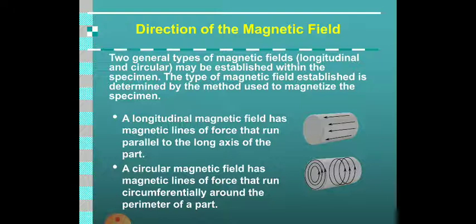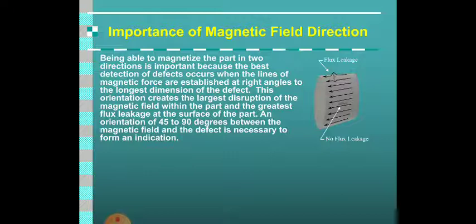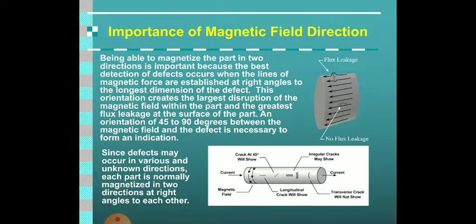So the field perpendicular to the flaw is needed, and this is created by using a circular coil. In order to check a test specimen fully and in a proper manner, both circular and longitudinal magnetization must be achieved. That shows the importance of these magnetization techniques, and the importance of the magnetic field direction, being able to magnetize the part in two directions.